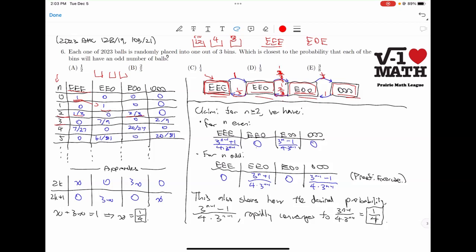Now 3 is where things start to get a bit complicated. There's a 1 chance that this goes here, but there's a 1 over 3 chance that it goes to all 3 odds from the 1 even 2 odd state, and a 2 over 3 chance to go to 2 evens 1 odd. And 2 over 3 times 2 over 3 plus 1 over 3 times 1 is 7 over 9, and 1 over 3 times 2 over 3 is 2 over 9.